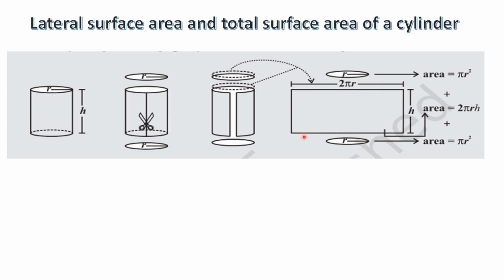So what is the area of a rectangle? We know that area of a rectangle is length into breadth. Here length is 2 pi r, width is height. So area will be 2 pi rh. So lateral surface area of the cylinder is 2 pi rh.